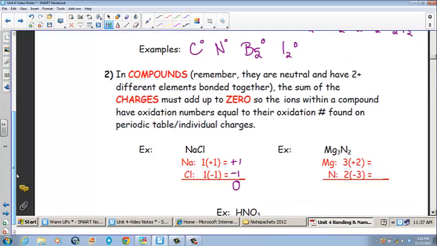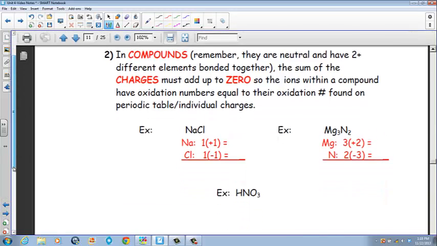Another example here, magnesium nitride. So magnesium has a +2 charge according to the reference table. So we have 3 of those. The subscript tells you how many atoms you have. So 3 times 2 is a +6. And then nitrogen, there's 2 of these. So we have the 2 here, times the charge that it takes, which is a -3. So this is equal to -6. And when you have 6 minus 6, you end up with 0.